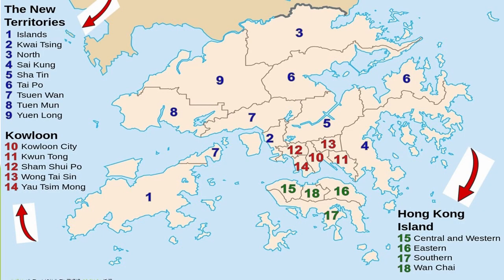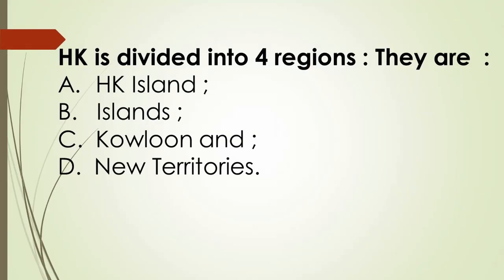Today, we are going to talk about Hong Kong. Hong Kong is geographically divided into four regions. They are A. Hong Kong Island, B. Islands or outlying islands, C. Kowloon, and D. New Territories.